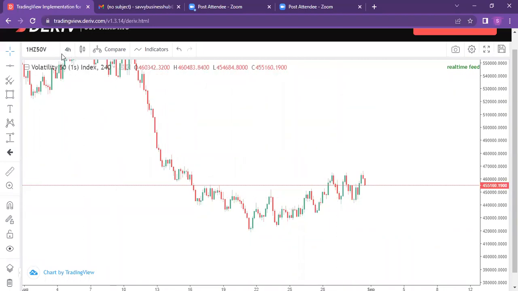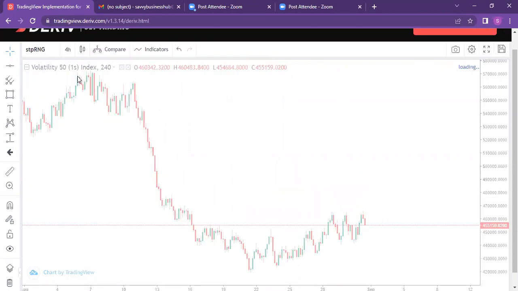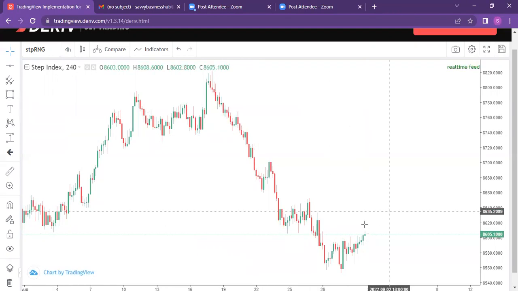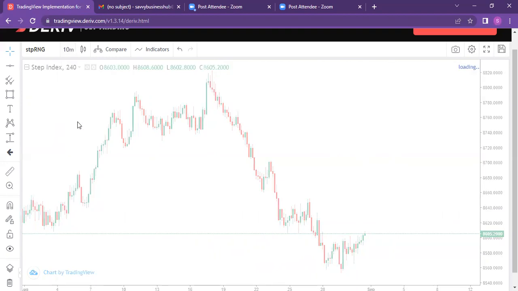For instance, on Step Index, I'm waiting for a particular setup on it, but it has not gotten there yet. And there's nothing I can force. I don't force trade. So let me see the price where I have the setup. Okay, around 8617 or so. And if you look at it now, it's been in a consolidation since that time.